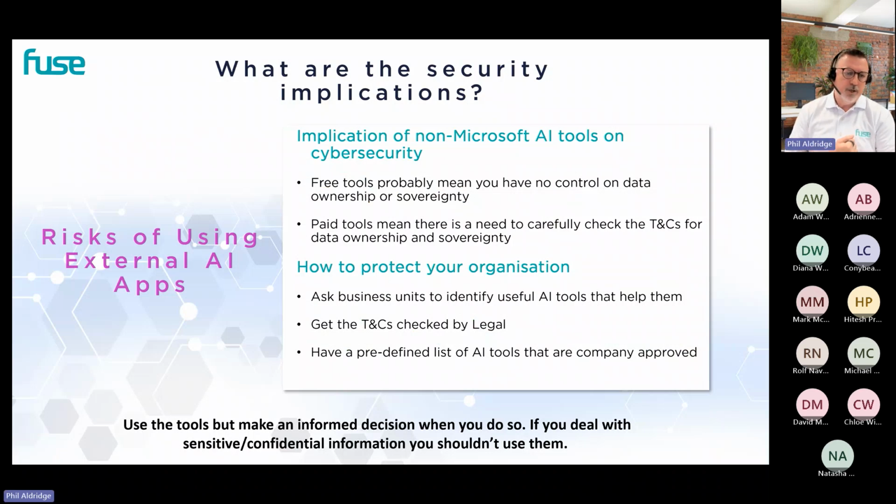How do you protect your organization when it comes to implementing AI? I would recommend you ask your business units to identify areas that AI tools would help them. This isn't an IT issue. Ask the business units, ask HR, ask accounts, say to them, hey, go away and come back with what you think AI can help us with, and try and find out which tools will help them solve those problems. And then before anything is done, you check the terms and conditions with your legal team to make sure that those are appropriate for your organization.